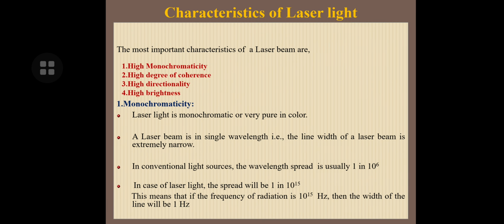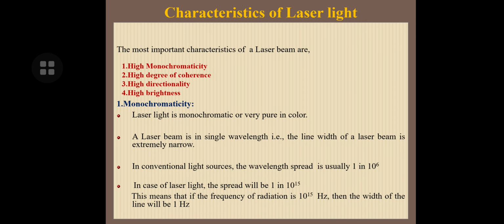The next one is characteristics of laser light. The most important characteristics of a laser beam are high monochromaticity, high degree of coherence, high directionality, and high brightness. First of all, monochromaticity. What is meant by monochromaticity? It simply means a single wavelength. The laser light is monochromatic, or very pure in color. The laser beam is in a single wavelength, that is, the line width of the laser beam is extremely narrow.